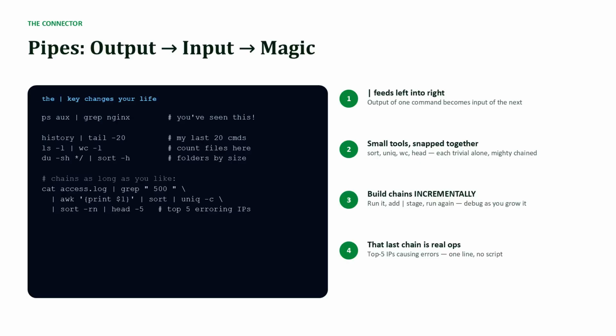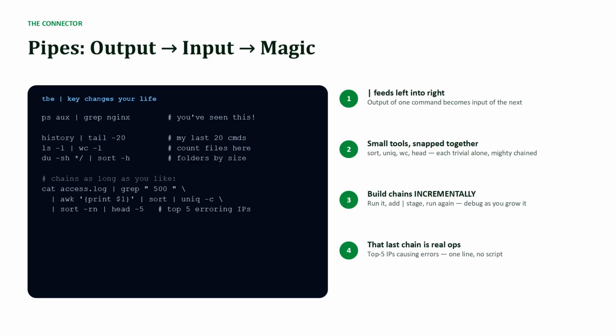The vertical bar, the pipe, feeds the output of one command into the next, and it changes everything. You've already used it: ps aux | grep. Now feel the philosophy. ls | wc counts files. du | sort ranks folders by size. Each tool is trivial alone. Sort sorts. uniq counts duplicates. Head takes the top. But chained, they answer real questions.